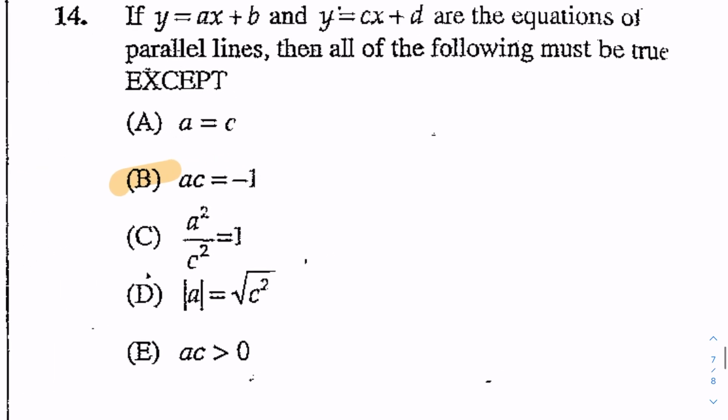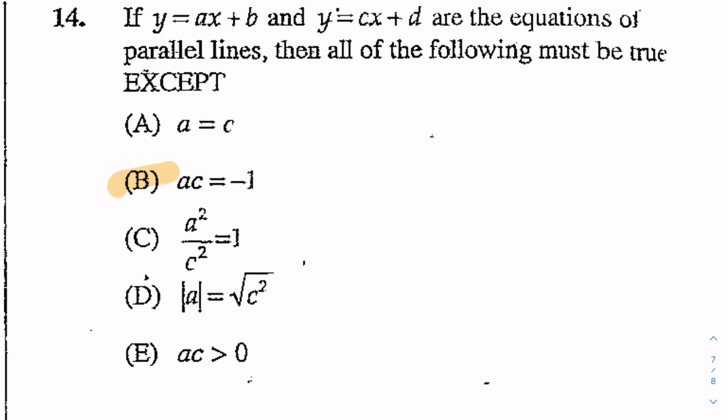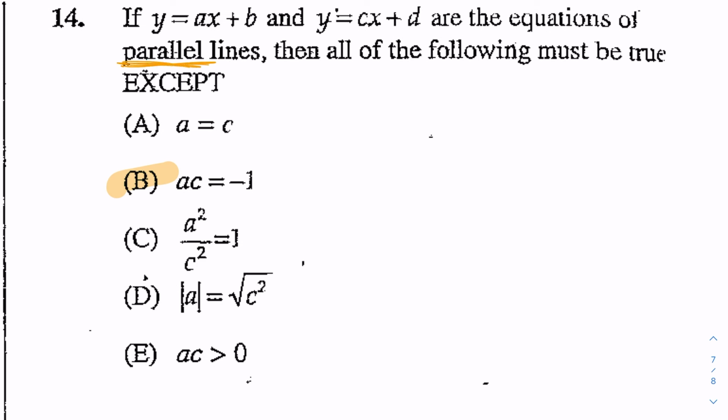All right, next for number 14, if y is equal to ax plus b and y equals cx plus d, our equations are parallel lines, then all the following must be true except. The key here is parallel, and parallel lines have the same slope. So the slope in y equals mx plus b in slope-intercept form.